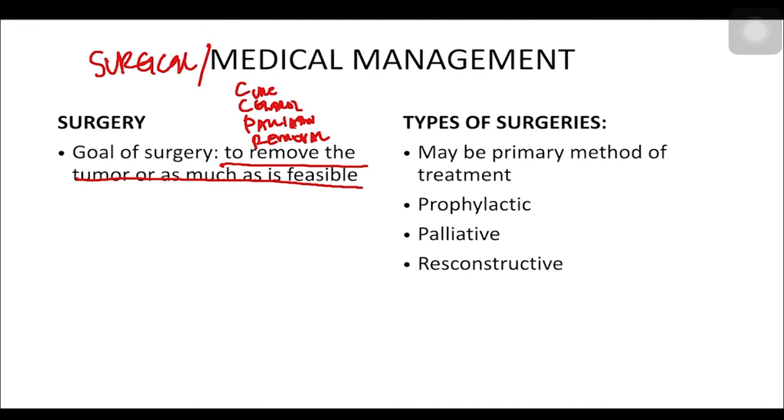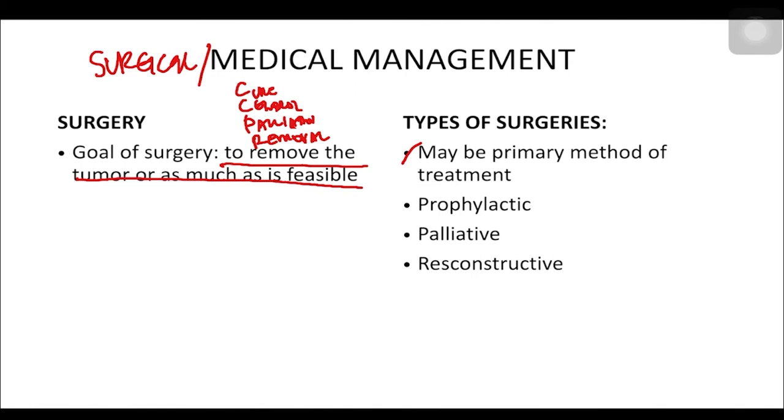Kasi there is a tendency that that rotten tomato would affect your good tomatoes. That's why as early as possible, you remove the rotten tomato so it won't be affecting the nearby good tomatoes. Basically, that's the goal of the surgery. Okay, so types of surgery. Okay, maybe in the primary method of treatment. Okay, so this one is early.